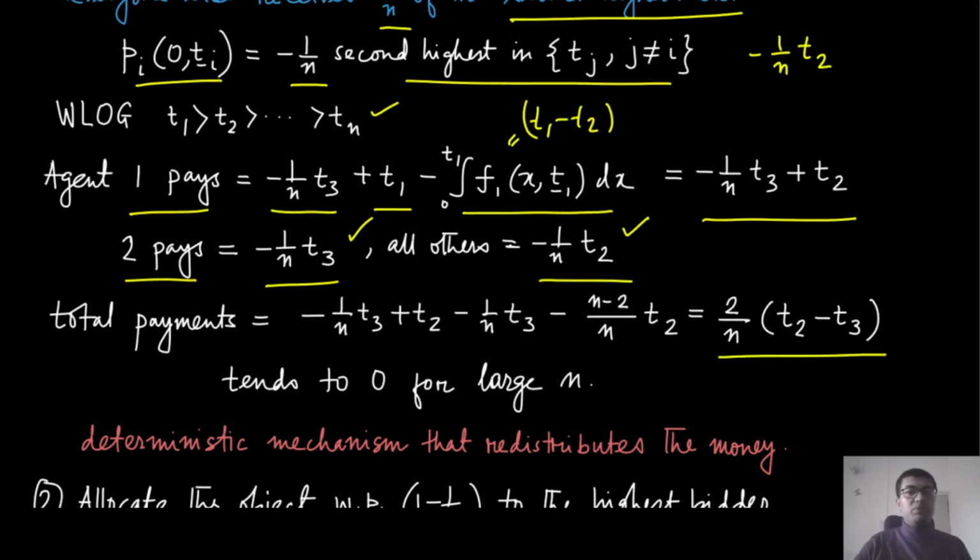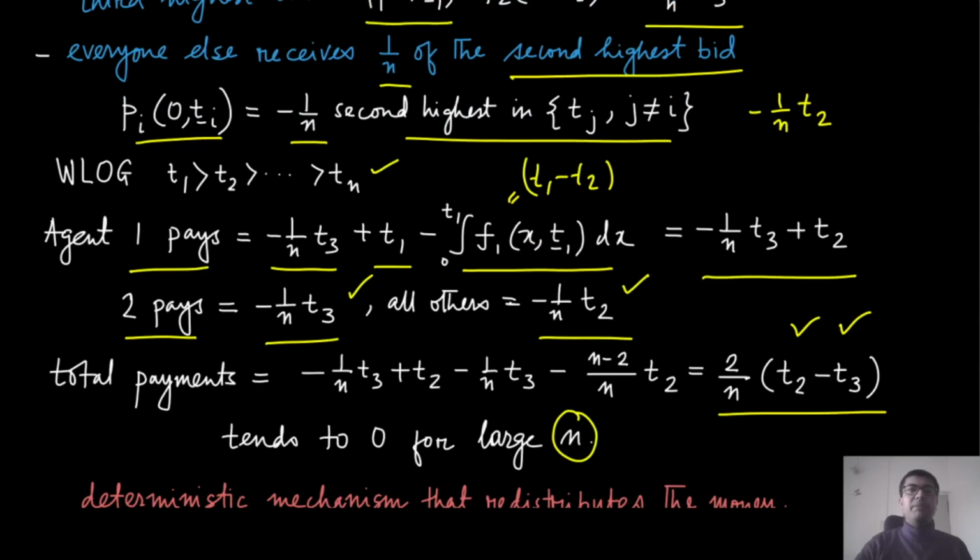Now this is going to be a positive term because t2 is larger than t3. But we can see that when the number of players increases, this total payment would be arbitrarily small. So for a very large population, the total payment collected by the mechanism designer is arbitrarily small. So this is almost budget balanced. Now this is a deterministic mechanism where the allocation is fixed. So it is still the highest bidder who gets the object, but the payment is a little different.